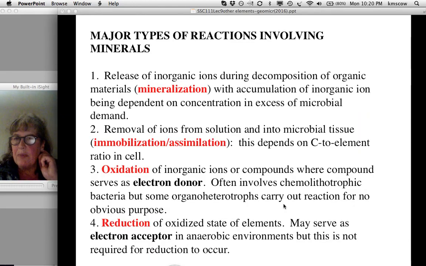Okay, so let's just back up and talk very generally about all the different kinds of reactions that microbes are involved with with minerals. And some of these types of reactions you've seen before because they also occur with nitrogen and carbon. So let's just rattle through these to get the big picture, and so that you know that these same kinds of processes are involved in a variety of different elements, particularly mineralization and immobilization.